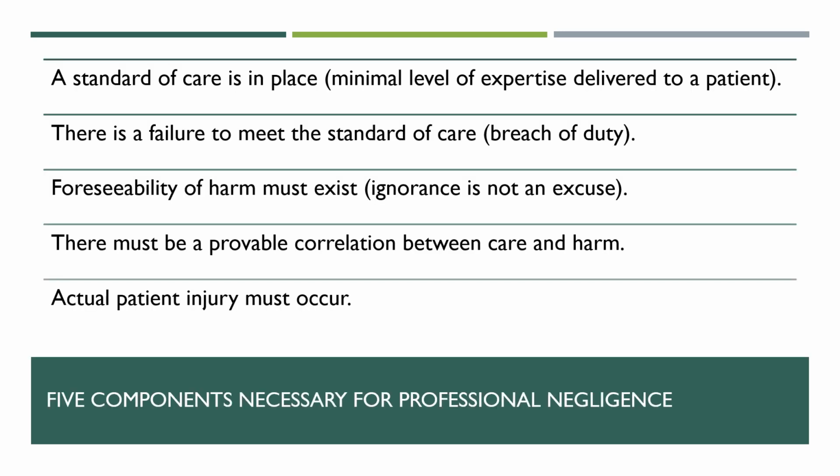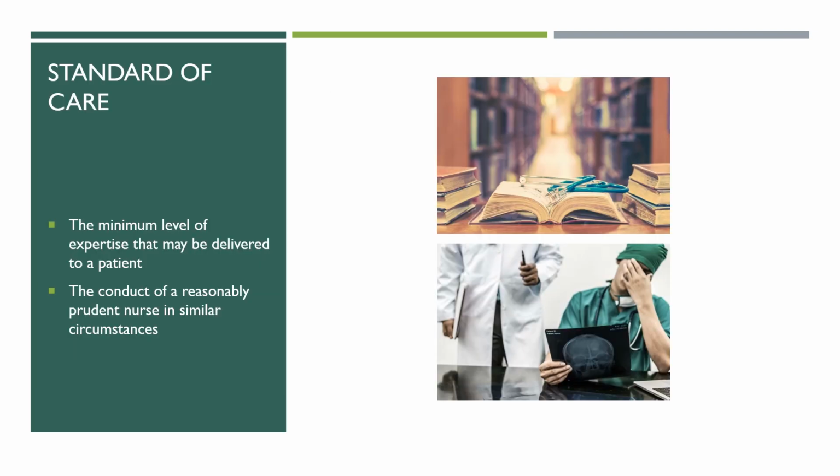There are 5 components that are necessary for professional negligence. First, a standard of care is in place, meaning a minimal level of expertise is delivered to the patient. The standards of care outline the duties a defendant has to a plaintiff, or a nurse to a patient. That care should be given under the circumstances, so what the reasonable, prudent nurse would have done. The question of whether a nurse acted with reasonable and prudent care is determined by the testimony of expert nursing witnesses.